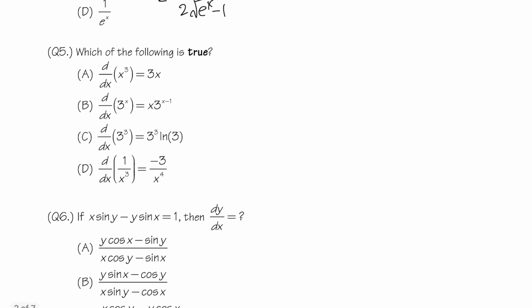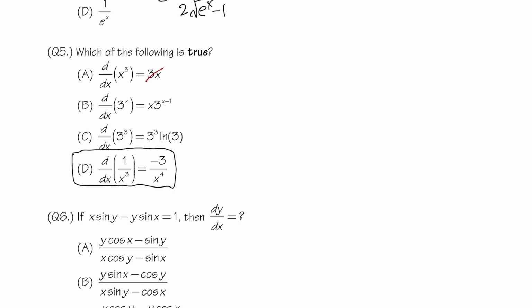Number 5. Which of the following is true? Go ahead and think about this question first because this is one of my favorites. So make sure you think about it before you watch the solution. Done? All right. The answer is D. D is correct. Now let's make the corrections.